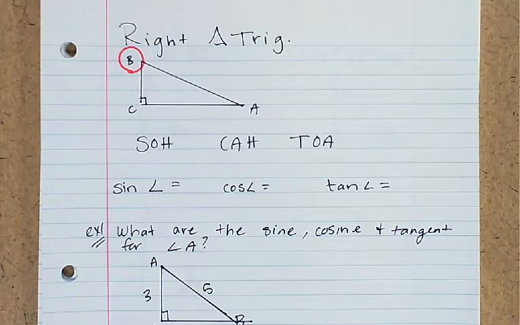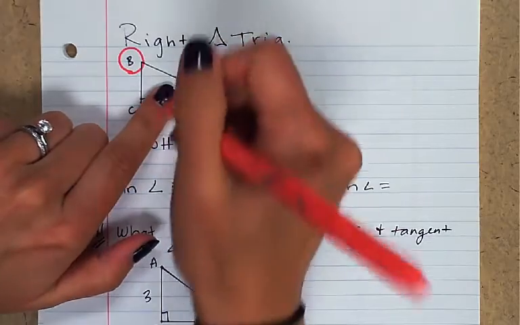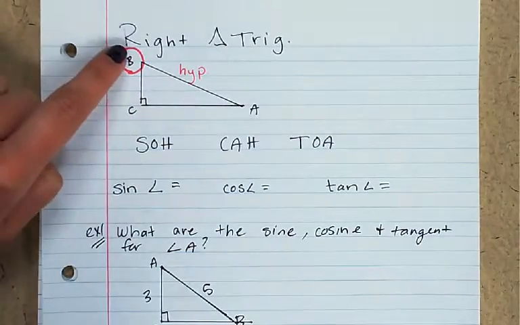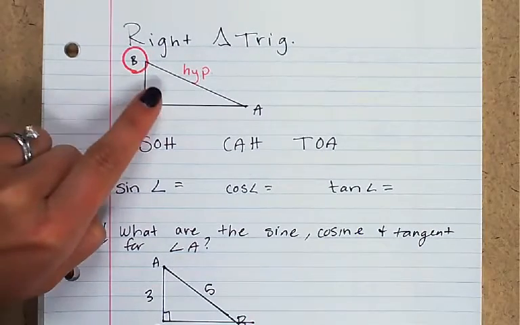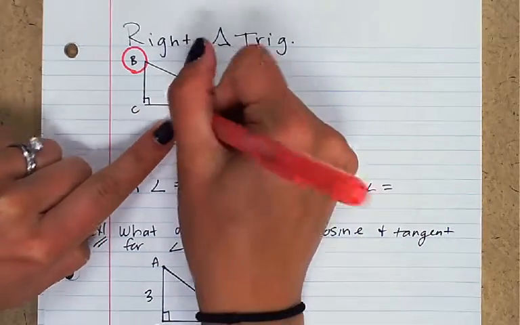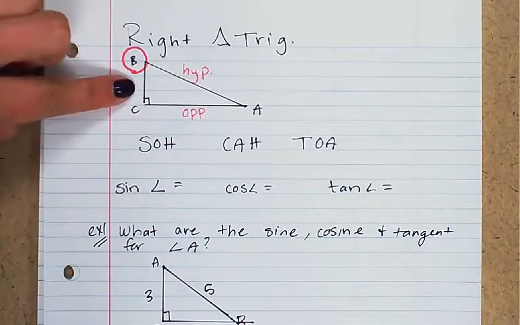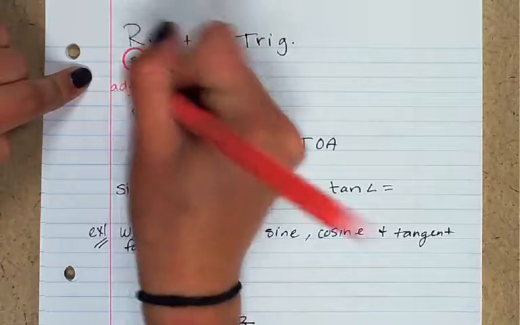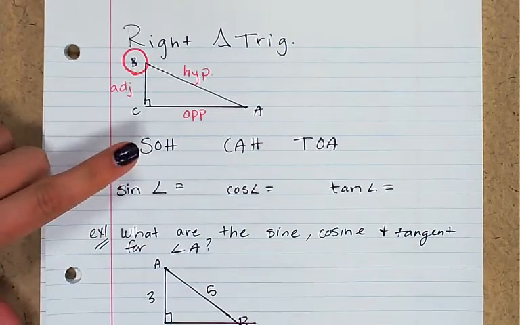Now I'm going to fill in the names of all the sides of our triangle. Always opposite the right angle, the longest side, we always call the hypotenuse. The side that's across from angle B, the one I'm referencing right now, we call the opposite leg. The last one, touching B that's not the hypotenuse, we call the adjacent. We use those three names to help us set up our trig ratios.